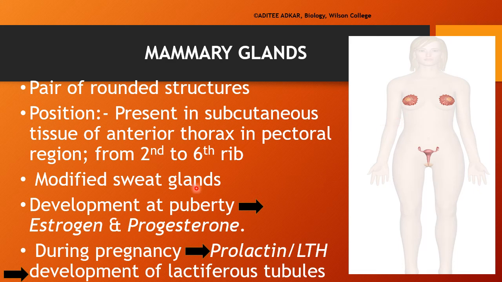The development of the mammary glands begins at puberty under the effect of the hormones estrogen and progesterone. During pregnancy, the development of the lactiferous tubules takes place due to the effect of the hormone prolactin. Prolactin is a hormone secreted by the anterior lobe of the pituitary gland.